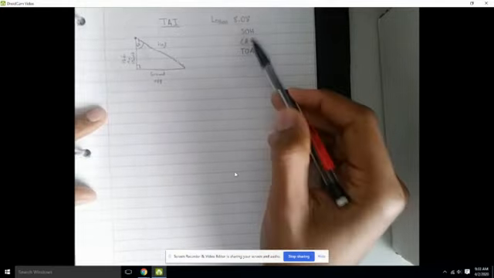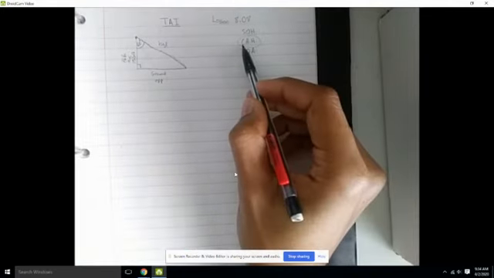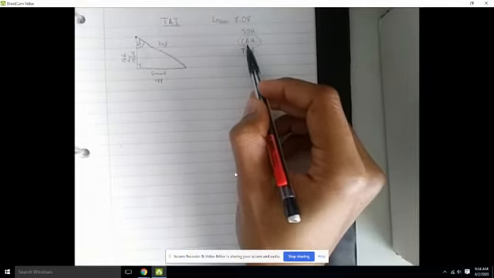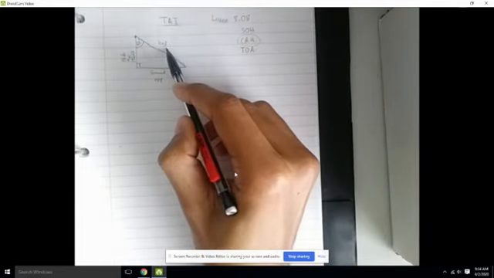So which one of these would we use? Take a second to think about it. If you guessed the CAH, or the cosine function, you're correct. The reason being is because the CAH has adjacent and the hypotenuse, two of the things that we're looking for. So we'll use the cosine of angle 62 in order to find the hypotenuse.